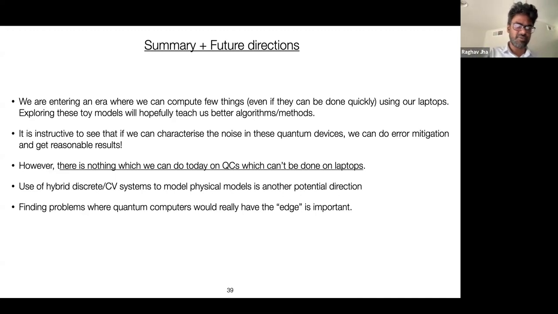We are still trying to find problems where quantum computers would really have the edge as far as physics is concerned. And that is an important direction.